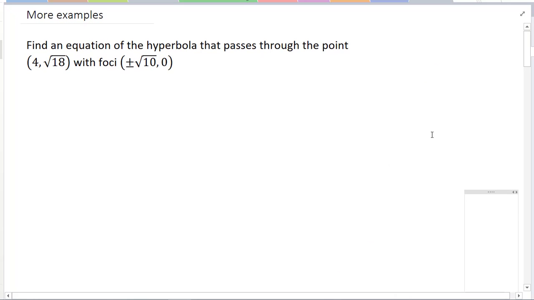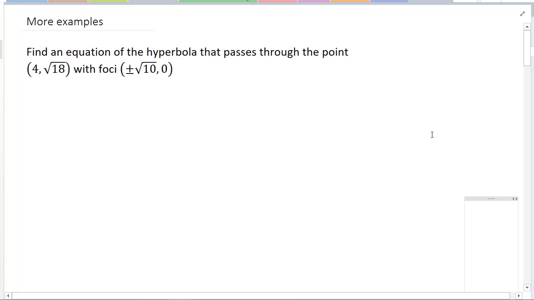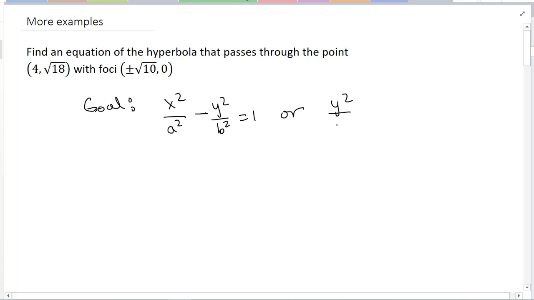My next example is: find an equation of the hyperbola that passes through the point 4 square root of 18 and has foci of plus or minus root 10, 0. So what's our goal? The goal is to come up with the equation. We have two versions of the equation. It can be x squared over a squared minus y squared over b squared equals 1, or it can be y squared over a squared minus x squared over b squared equals 1.